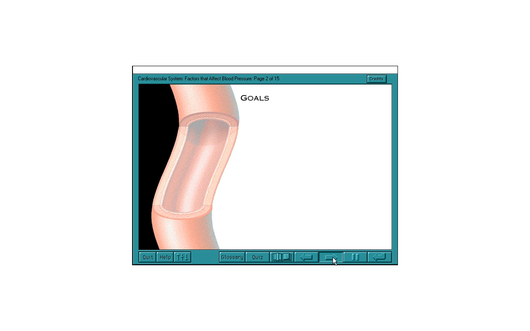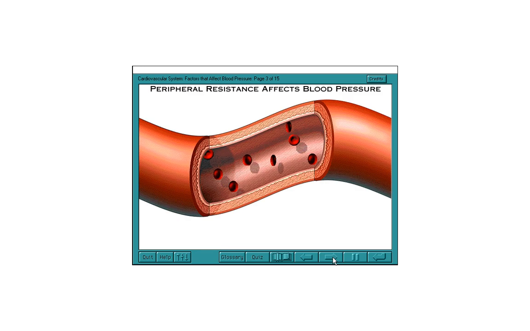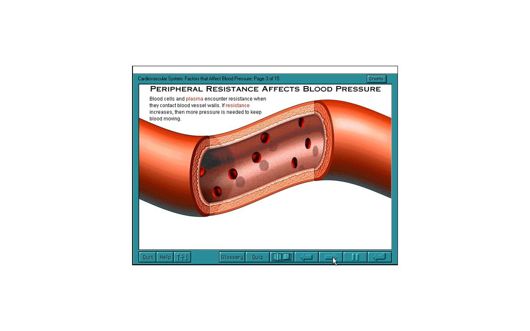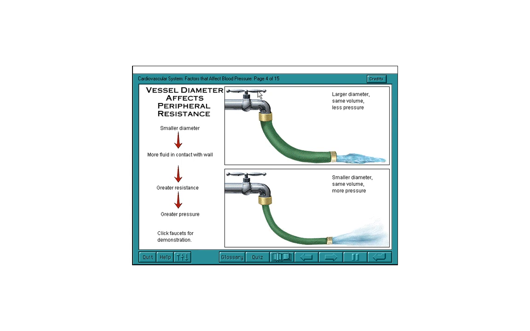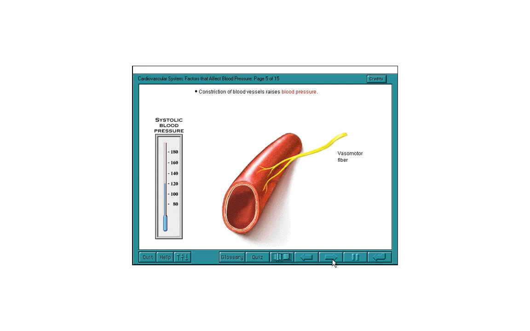Your goals for learning: one of the main factors that affects blood pressure is peripheral resistance. Blood cells and plasma encounter resistance. Let's look at how vessel diameter affects peripheral resistance. As the diameter of a tube decreases, resistance increases. In a similar fashion, constriction of blood vessels raises blood pressure. Vessel diameter is actively regulated.